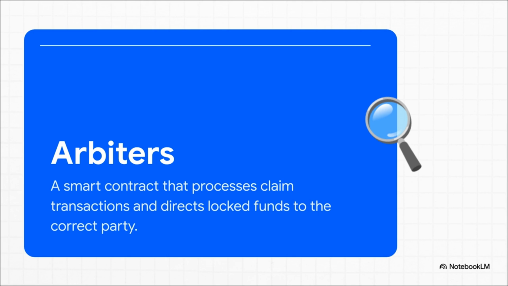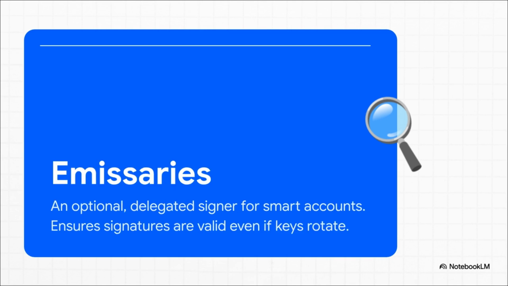This on-chain guarantee is the whole reason relayers are willing to fill your intent in the first place. They know the arbiter will make sure they get paid. And the last piece of the puzzle is the emissary.